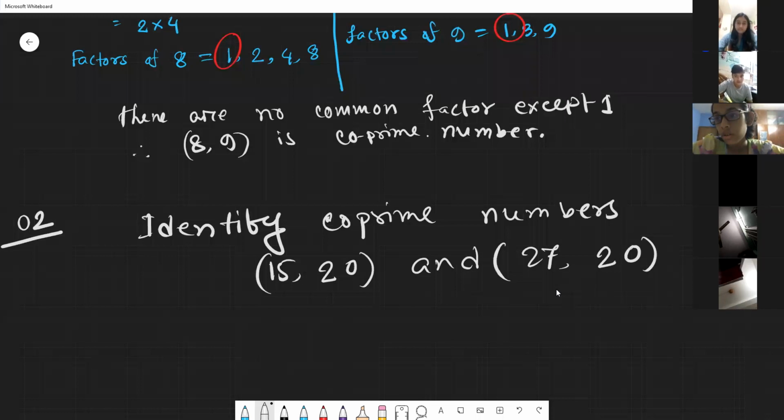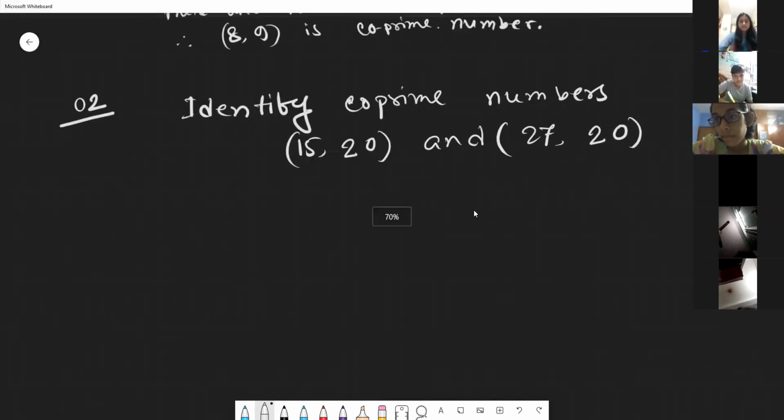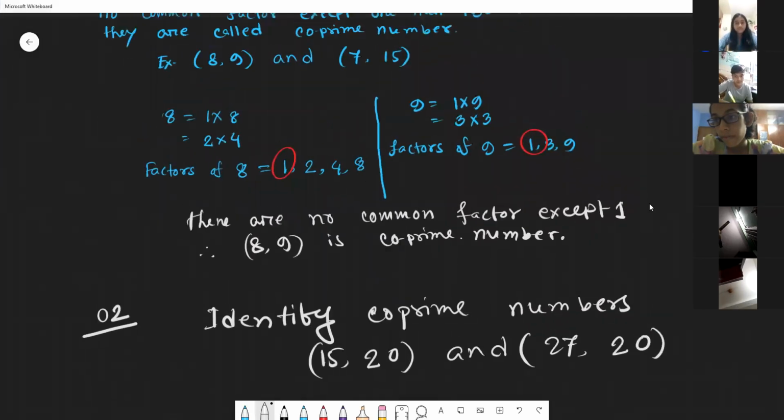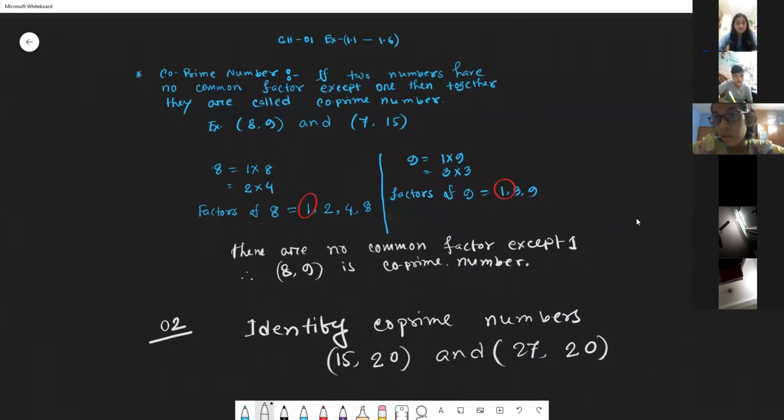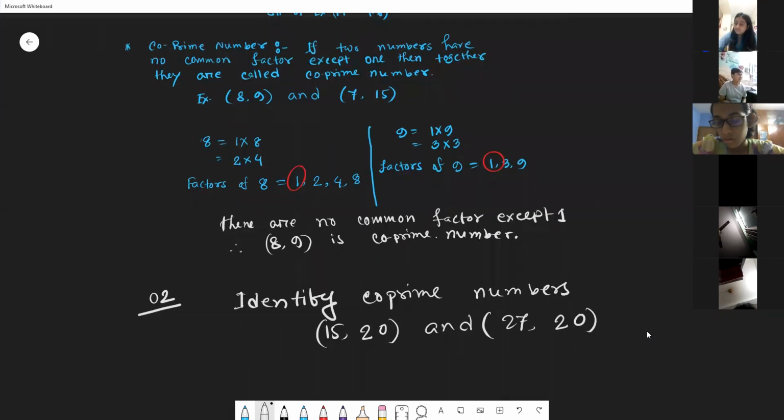So inshallah today we will try to practice another creative questions. Sir, what did you do for number 1? Number one: just identify the definition of coprime numbers and identify the coprime numbers. Second question, first question: definition of coprime number with example. So I think you can see it now.